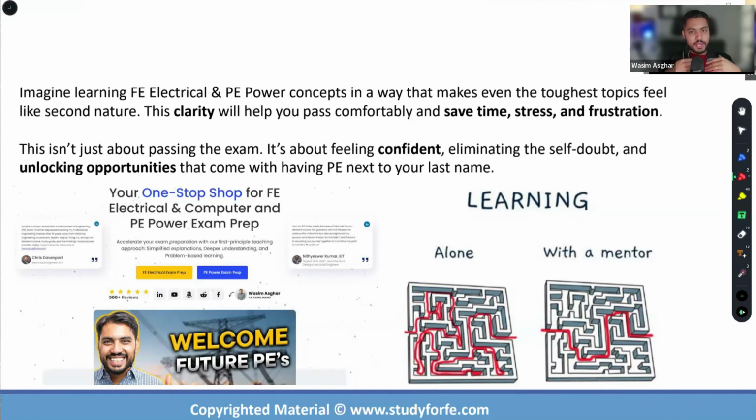I hope that you can see the benefit of having a structured approach, a first principle based approach, level 3 understanding, not skipping any steps, going through all the details step by step. And if you just extrapolate this and imagine working through every single concept for the FE electrical and computer exam preparation, as well as PE power exam preparation, in a stepwise manner.